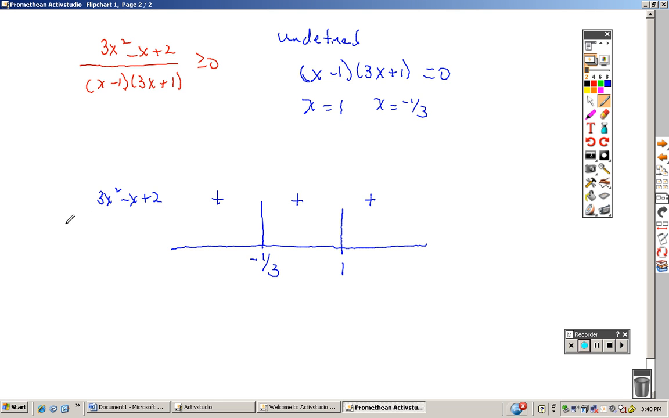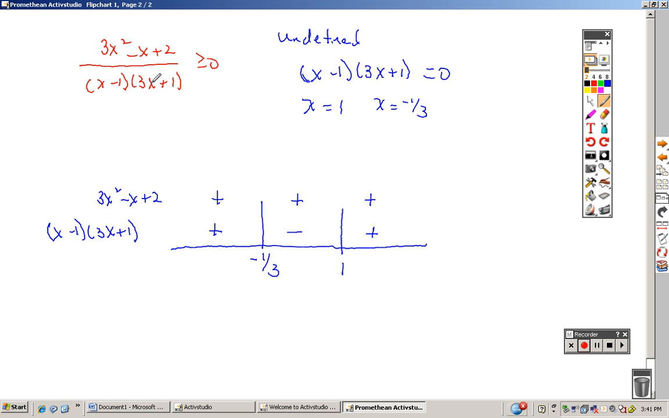All right, looking at the denominator, we have x minus 1 times 3x plus 1. And we could essentially do the same thing. So pick negative 1, plug it in. That'll give me negative 2 times negative 2. That's a positive result. Put 0 in. That's negative 1 times 1. That's negative. And plugging in 2, we get 1 times 7, and that would be positive.